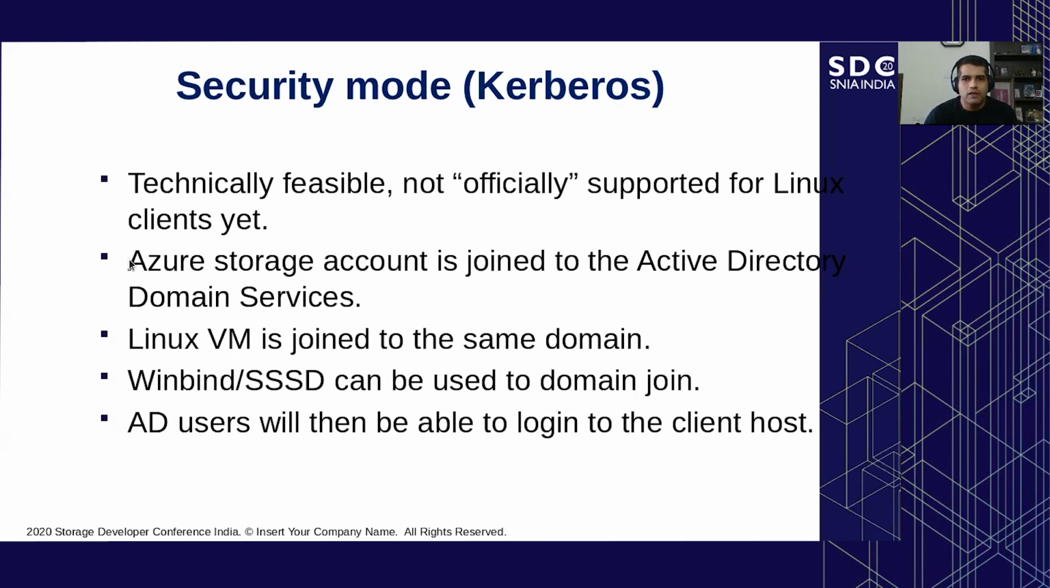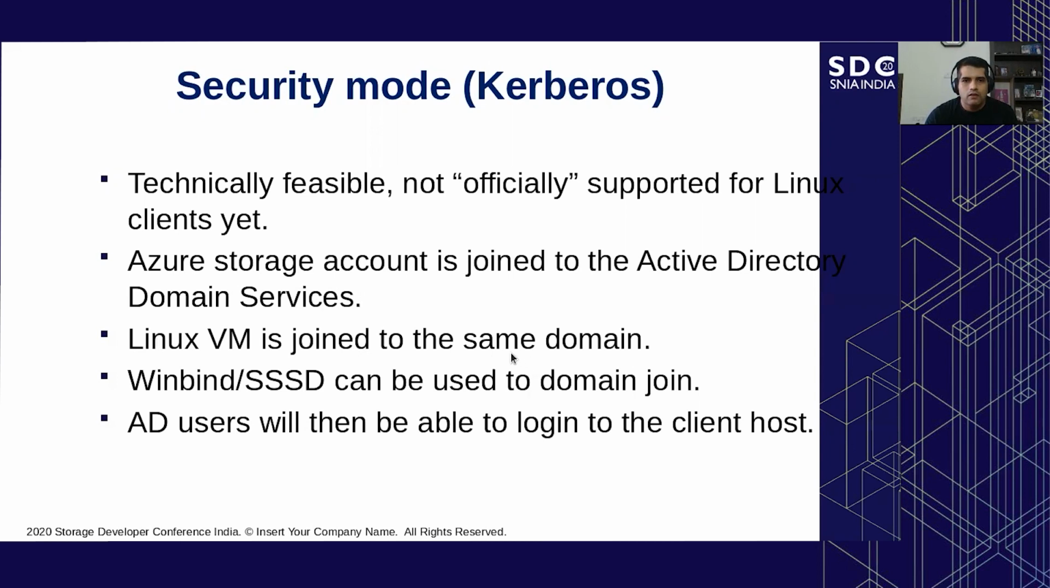The way you can do that is by joining the Azure storage account, which hosts all your file shares, to an Active Directory domain services. These Active Directory domain services can be Windows ADDS or Azure ADDS. There is a good amount of public documentation from Microsoft on how you can enable these services. Once enabled, the Linux VM, the client VM, needs to be joined to the same domain.